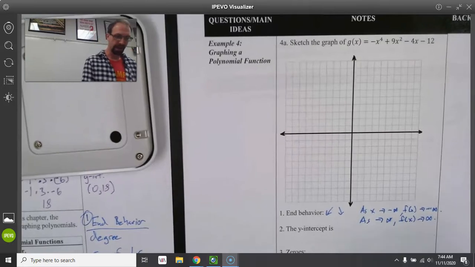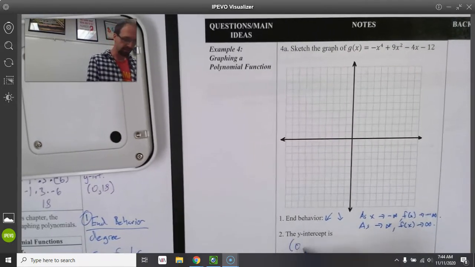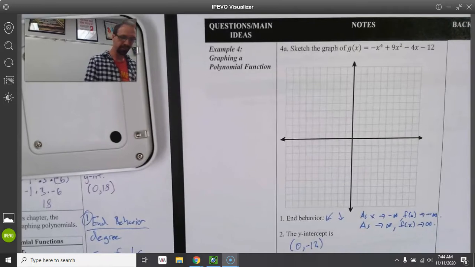The y-intercept I get from looking at, in standard form, just the constant term. So the y-intercept is going to be (0, negative 12).